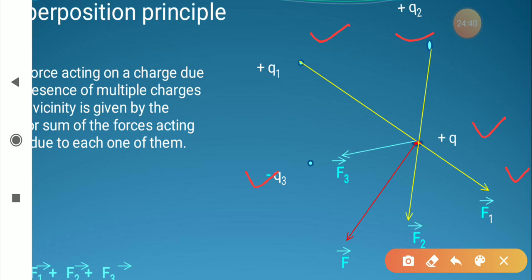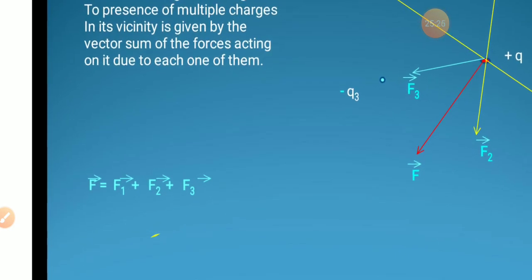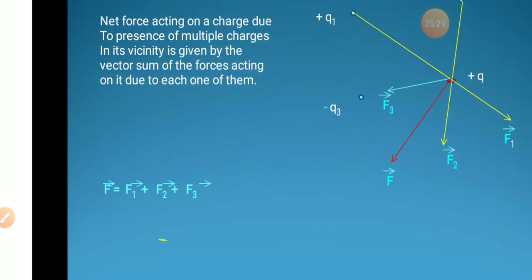Similarly, this plus Q is also repelled by charge Q2 along this direction and the force is F2. Q3 is a negative charge, so plus Q is attracted by charge minus Q3, experiencing force F3. So three forces F1, F2, F3 are acting simultaneously at this charge plus Q. So the resultant force on it will be the vector sum of these three forces, which is equal to this resultant force F. So now we have this relation: net force is equal to F1 plus F2 plus F3.